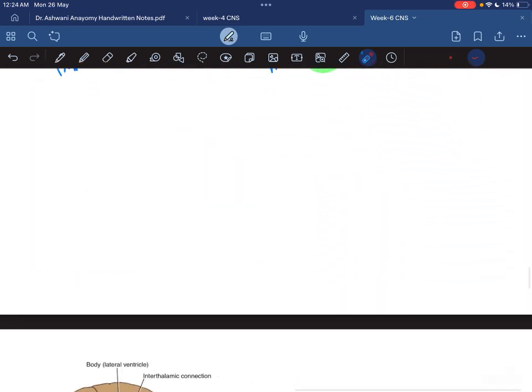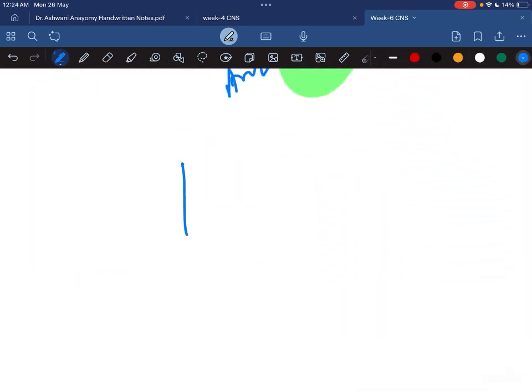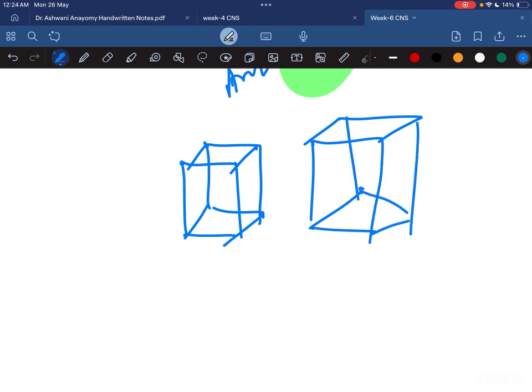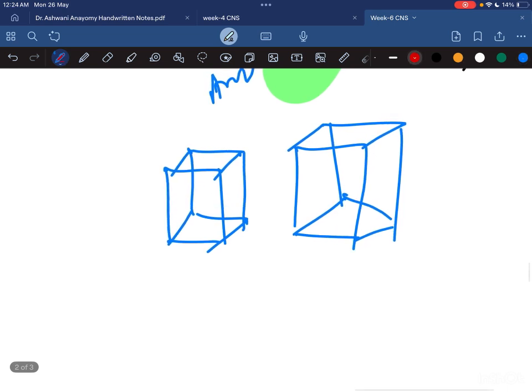So moving on, I'm going to draw another image. This is a two box, this is a one box, and here is another box, left and right. So when we draw, this is another box, and in between there is a third ventricle. This is the third ventricle.